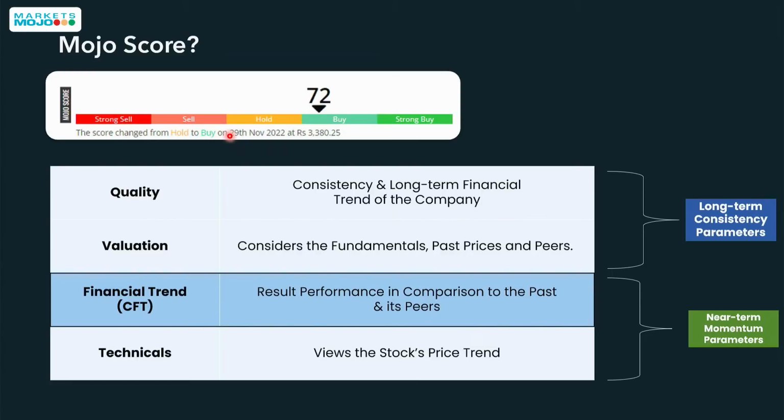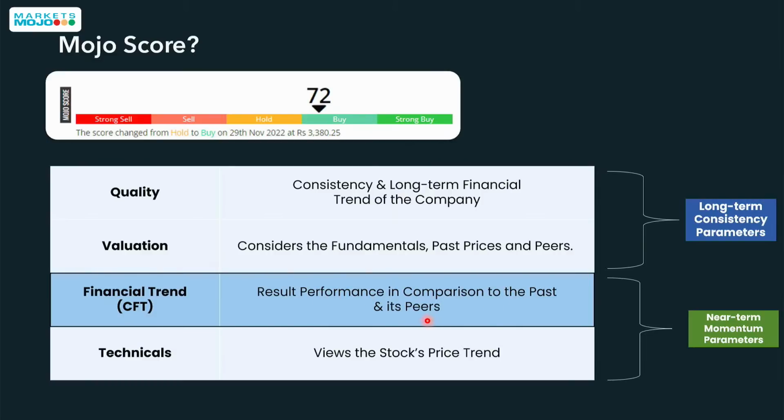Now, if you understood what the Mojo score is and how it works, this Mojo score is derived from these 4 parameters you can see here below: quality and valuation, which are the long-term parameters, and financial trend and technicals, which are the near-term parameters. Today, I'll be decrypting the CFT score, which looks at the result performance in comparison to the past and its peers.